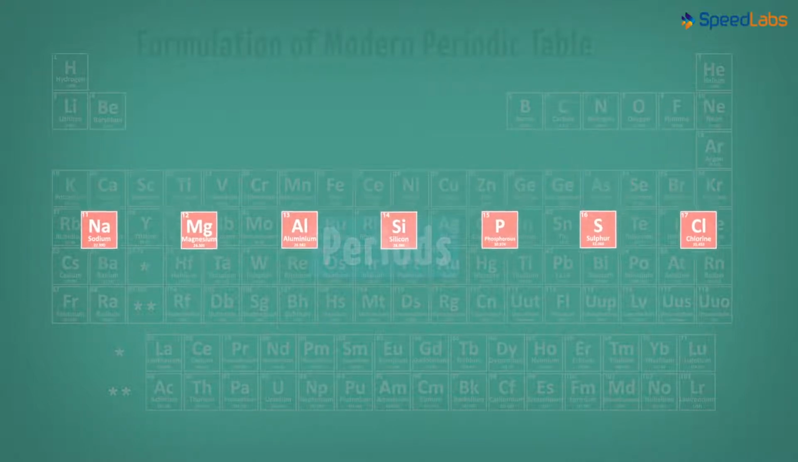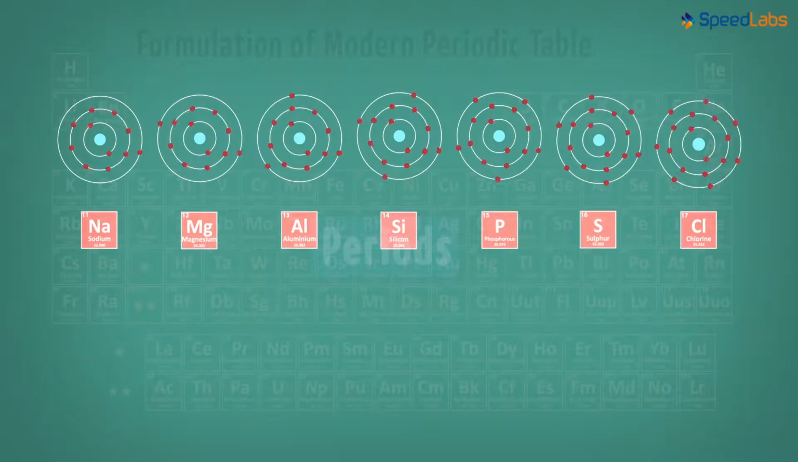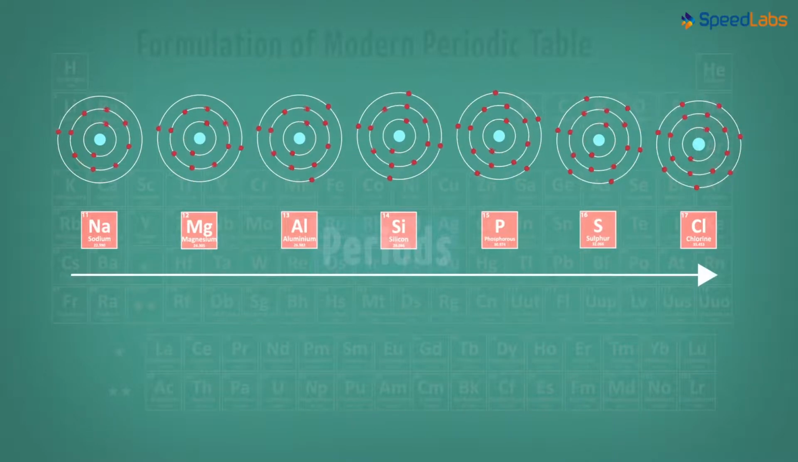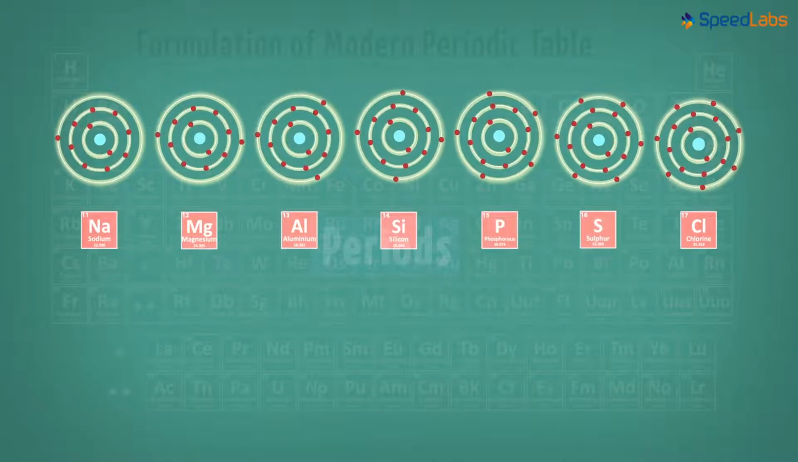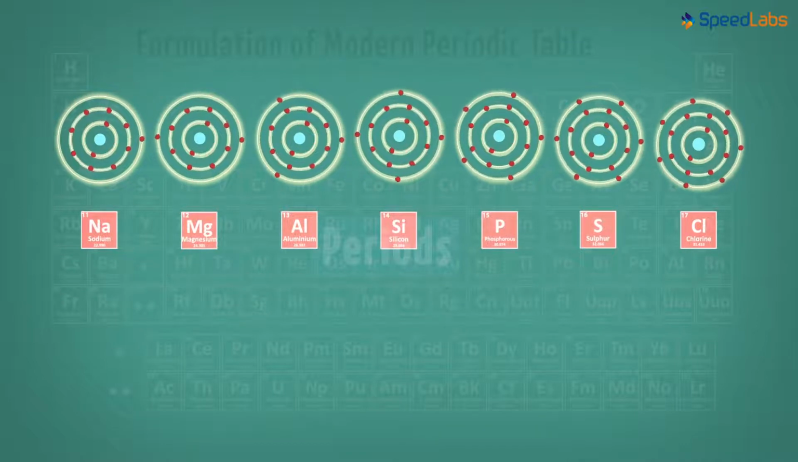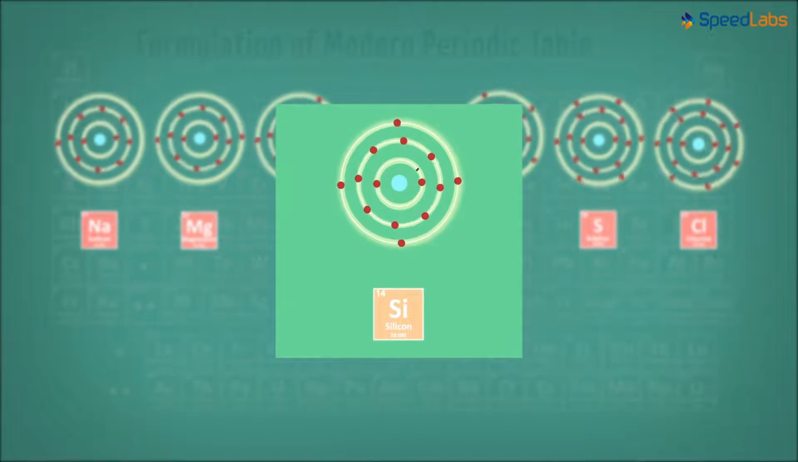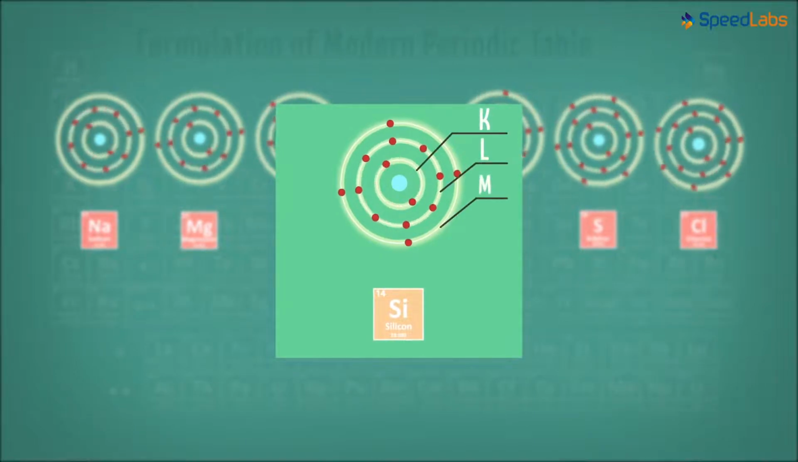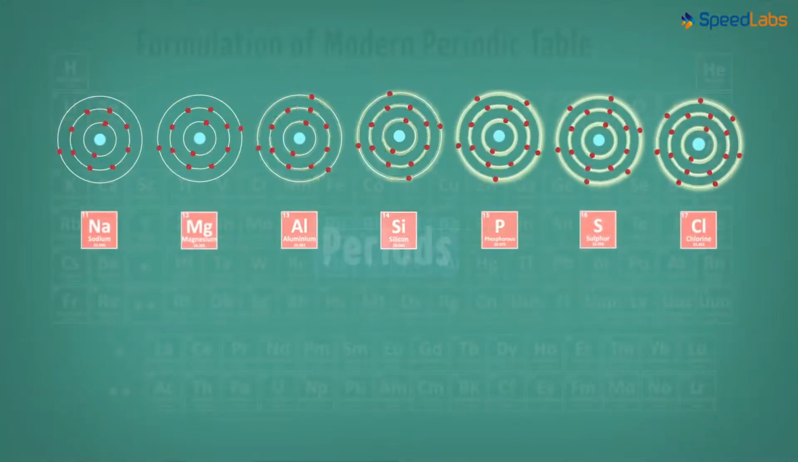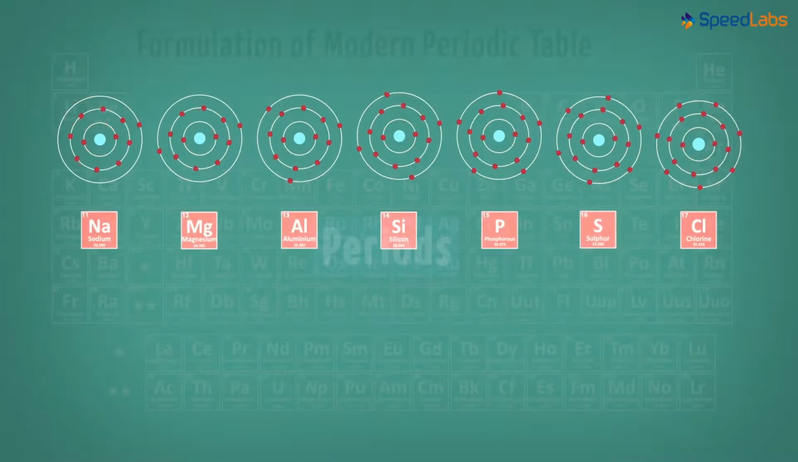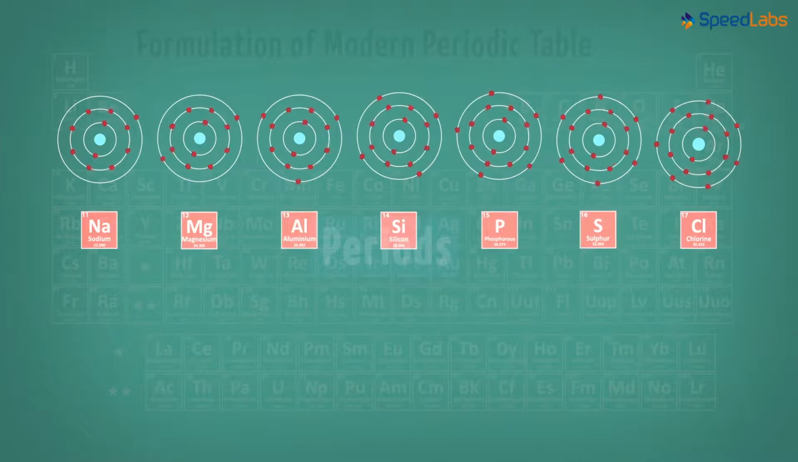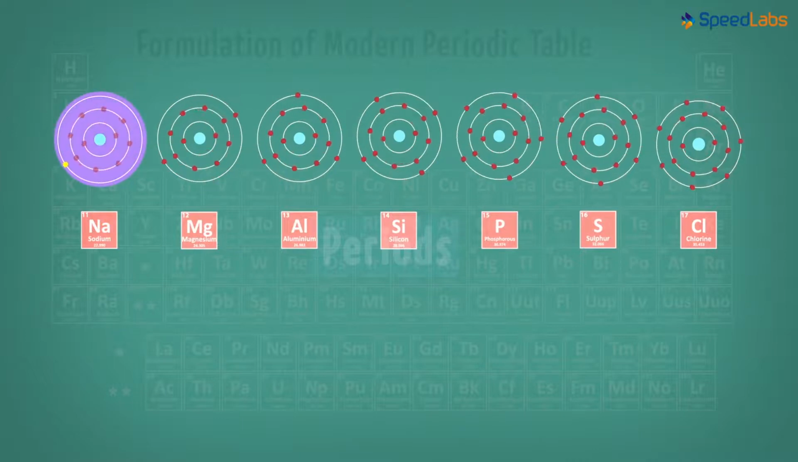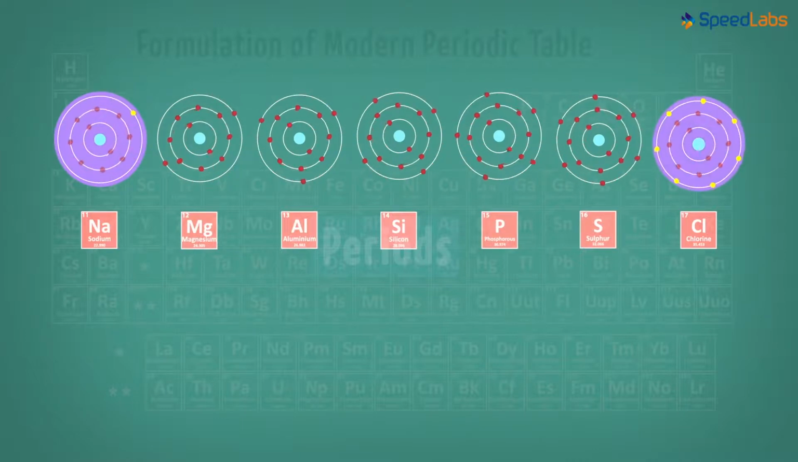Let us have a look at the structure of their atoms. If we move from left to right, then we can notice that there is no increase in the number of shells. As we can see, all the elements have 3 shells in their atoms. That is K, L and M shells. But did you notice something else? When we move from left towards the right, the number of valence electrons increases. Sodium has 1 valence electron while chlorine has 7.